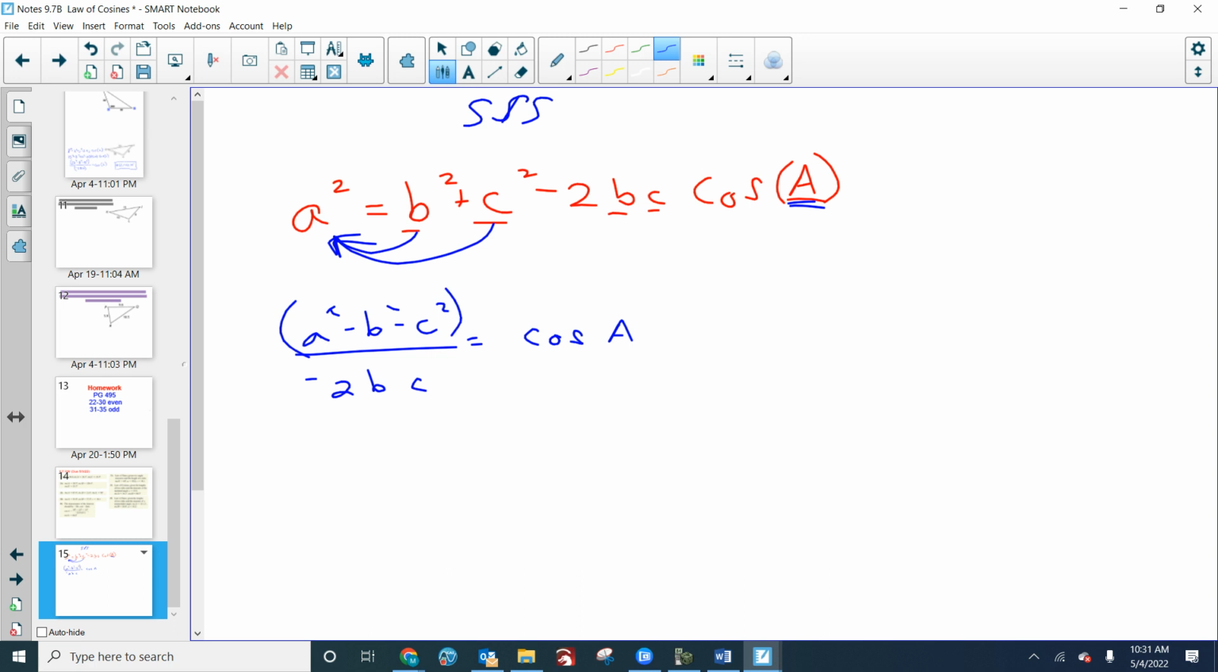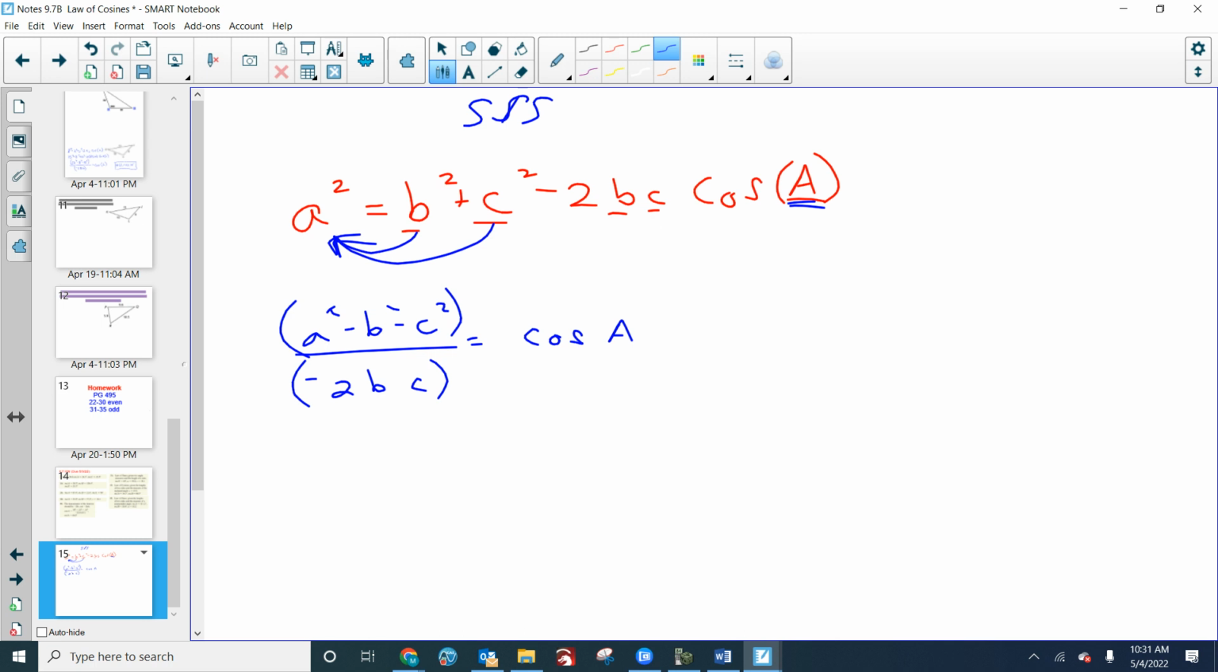What do you still have to do? First of all, be careful with parentheses. You still have to inverse cosine this decimal. This should be a decimal. Can it be negative? Yes. Cosine inverse gives you the answer.